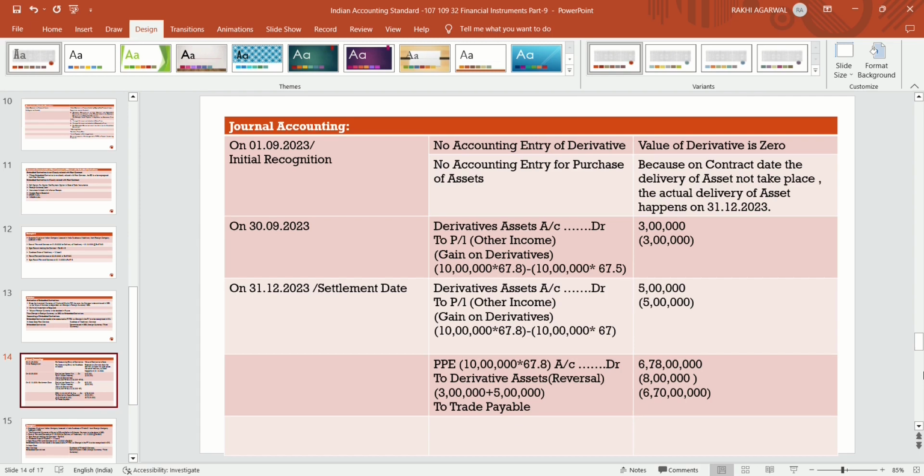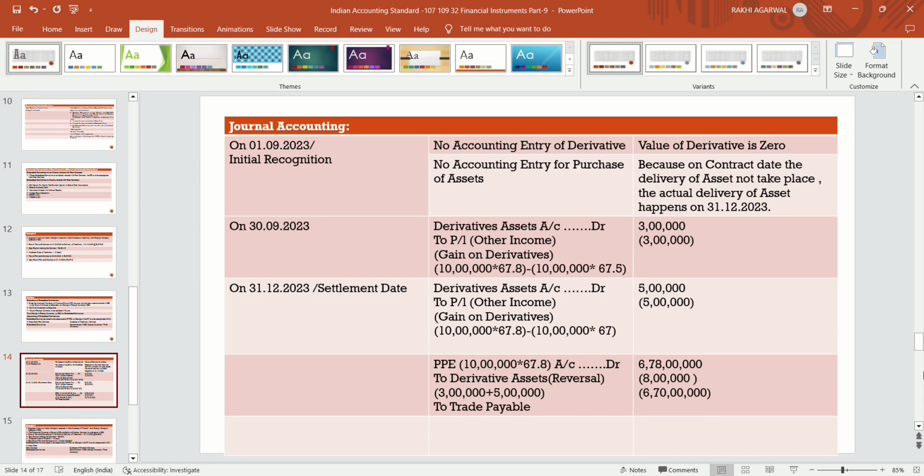At the time of making the contract, the value of the derivative is zero, and delivery of the asset takes place on the date of settlement, that is 31st December 2023. So only at the time of settlement, when he needs to pay and receive the asset, will he recognize. On 30th September 2023, he will recognize the fair value fluctuation only, because it is a currency transaction embedded in currency. So he will recognize the change in fair value due to movement in currencies.